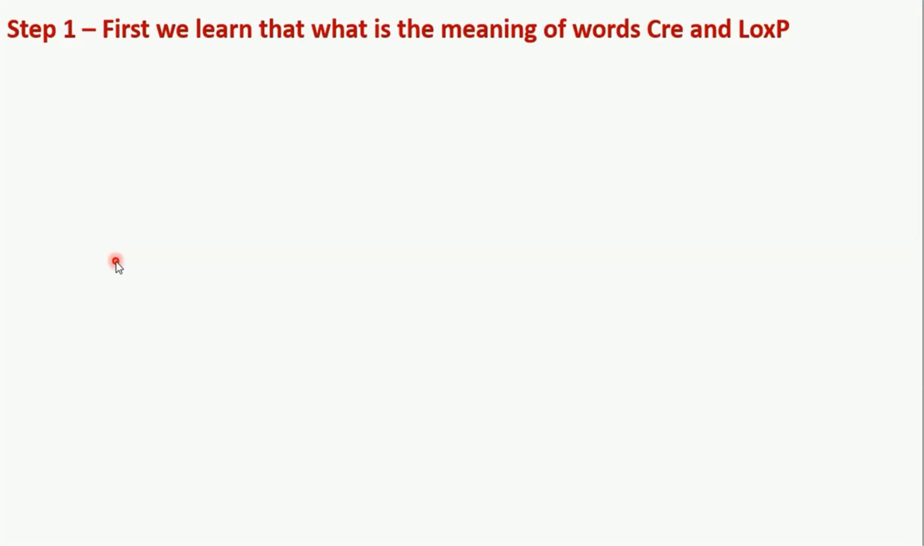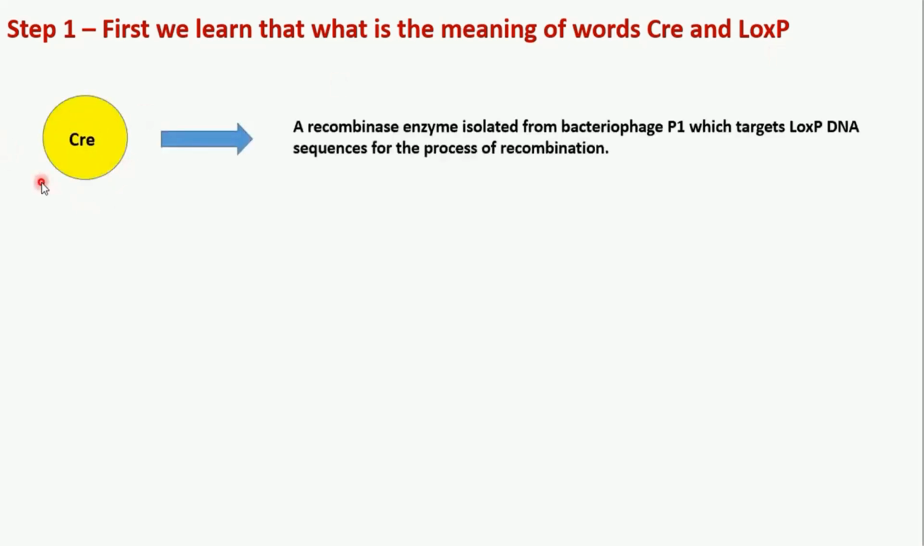So in the first step, we will learn what is the meaning of the words Cre and LoxP. Now, Cre is a recombinase enzyme which is isolated from bacteriophage P1, and as it is an enzyme which is working on DNA for recombination, it has specific target sequences, and those target sequences are called LoxP DNA sequences. So Cre is just a recombinase enzyme isolated from bacteriophage P1 and which targets the LoxP DNA sequence for the process of recombination. Now, what are LoxP sites?